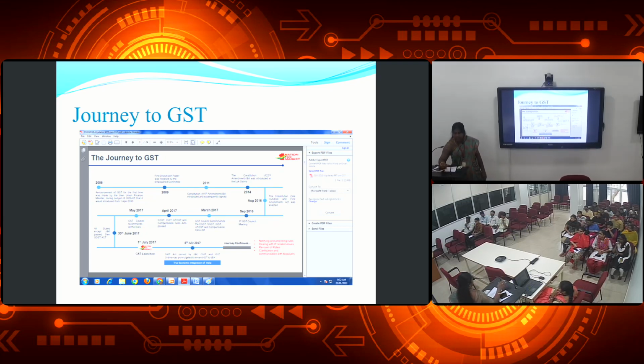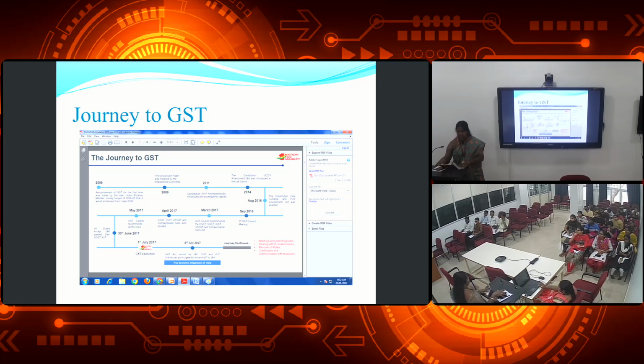In 2011 the amendment was introduced. In 2014 the bill amendment was passed in the Lok Sabha. In 2016 the 101st Amendment Act was enacted by the government, introducing GST. Then in September 2016, the first GST Council meeting was held. Then on 1st July, the GST was fully launched.